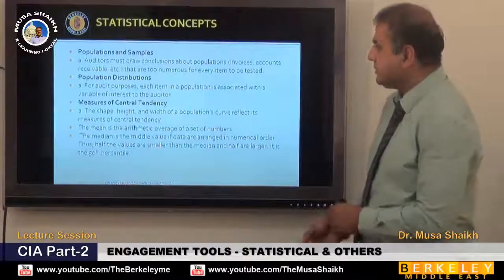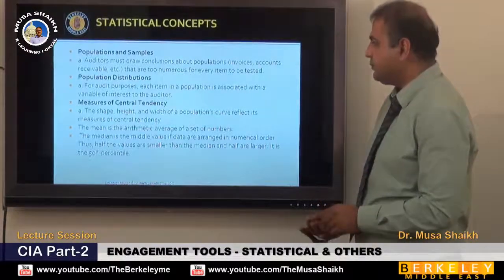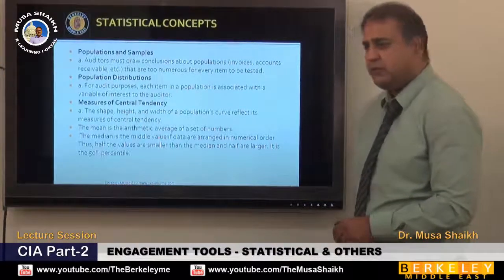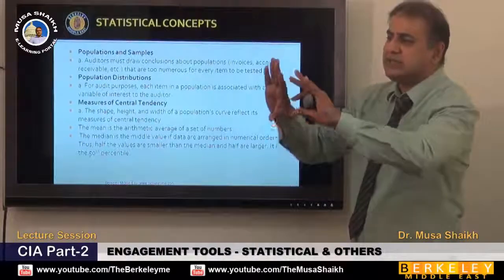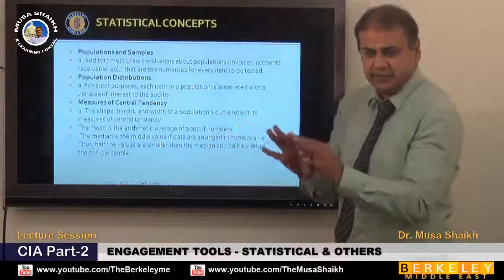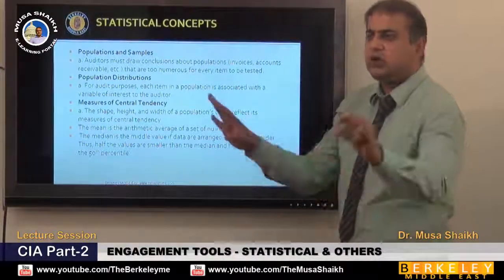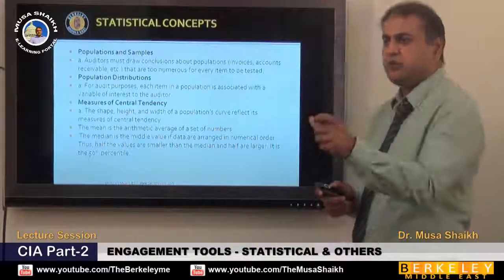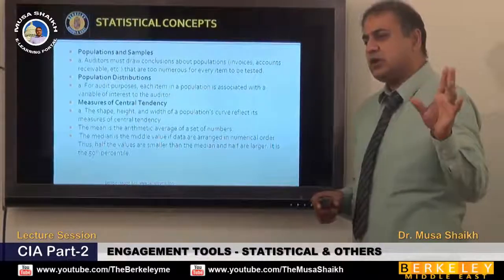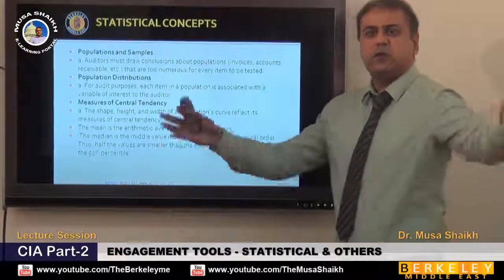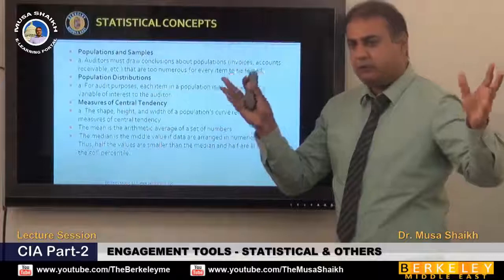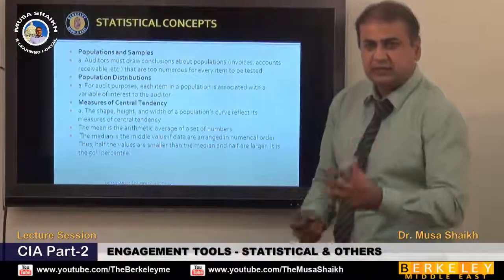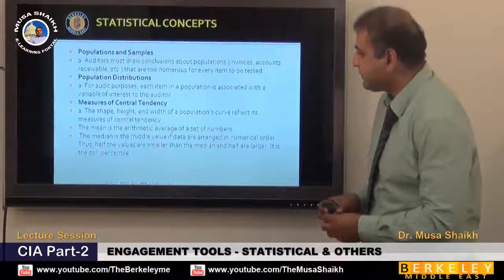Let's start the discussion. Auditor must draw conclusion about population. What is population? Population means the total set of information and records. All records are population. In statistical terms we use population. If you are talking about a country's population, then this is all men, women, babies, old, young. So this is the population.